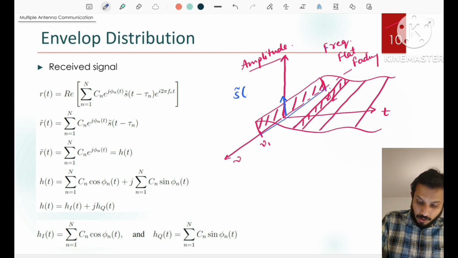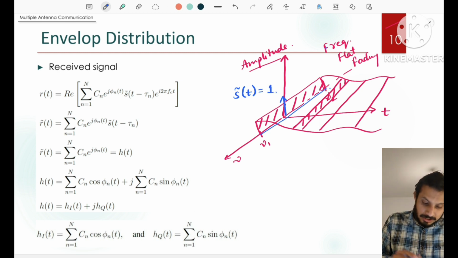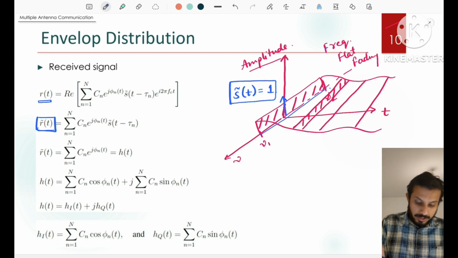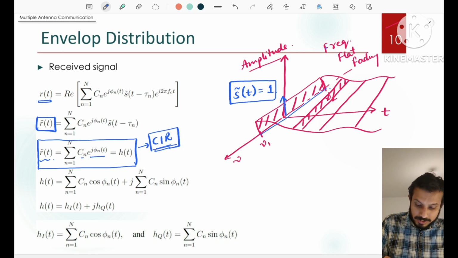So let us say S tilde of t is equal to 1. Now from the previous expressions, we have the expression for R of t, that is the received signal at the receiver, the R tilde of t, the complex envelope of the received signal, and then if we consider S tilde of t is equal to 1, we will have R tilde of t is equal to summation n is equal to 1 to N Cn e raised to power j phi n t, which previously we studied is equal to the channel impulse response, which is basically an impulse in case of frequency flat fading.